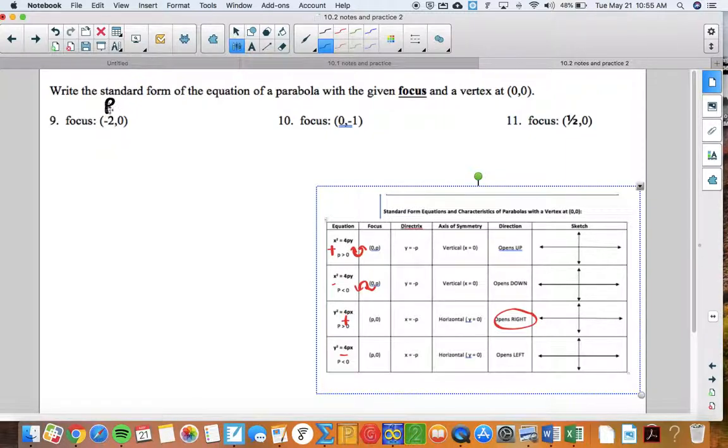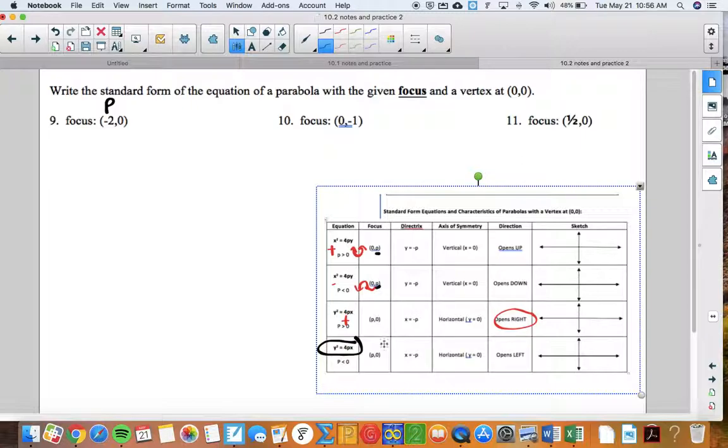So if our focus is at (-2, 0), which one of these actually has a focus with a number other than 0 for the x? It's one of these two. Now which one has a p-value of less than 0, or a negative? It's this one. So our template here is this. You determine that by where the p-value is, whether it's x or y.